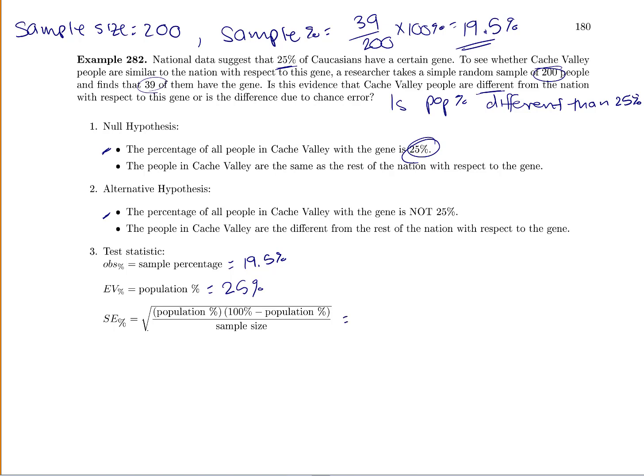And the standard error for the percentage is the square root of the population percent, which we're assuming is that null value again, so we'll do 25% times 100% minus 25%, all over my sample size of 200. Make sure everything ends up inside the square root. We should get 3.06%.